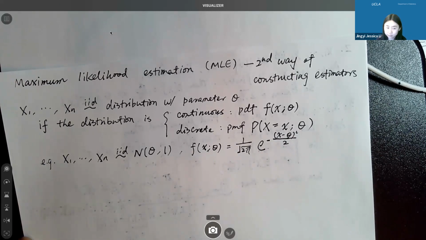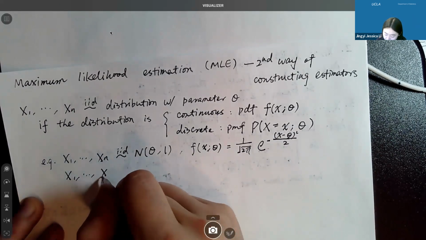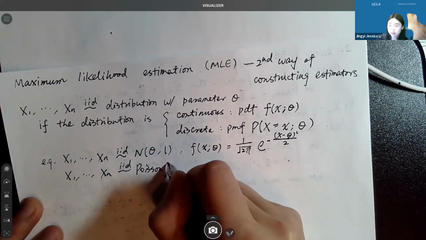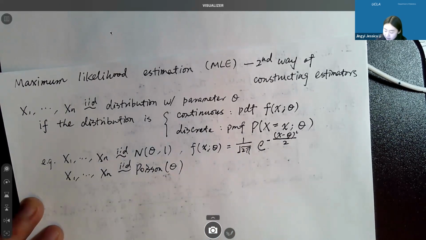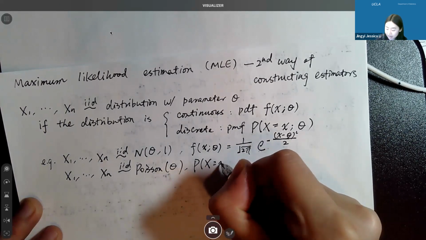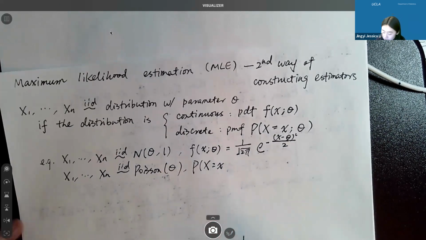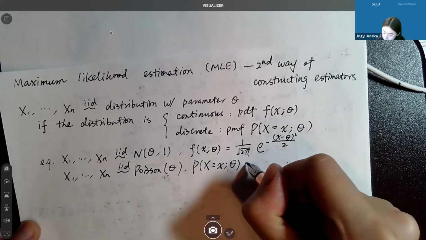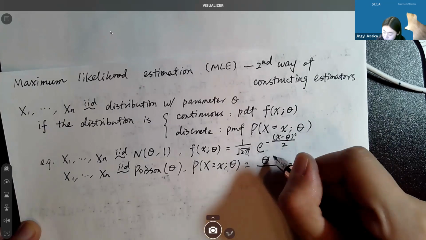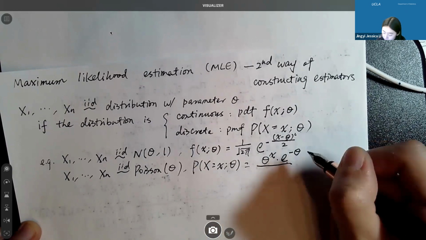All right, the second example is a discrete distribution, like IID from Poisson. Now I call theta the Poisson parameter. Then the PMF, where I'm just using X as a notation to denote a random variable from Poisson, given theta, will take this form: theta to the power of small x, times the exponential of negative theta, divided by x factorial.